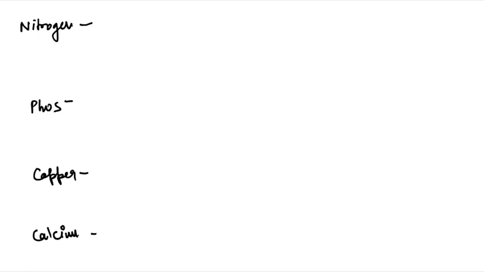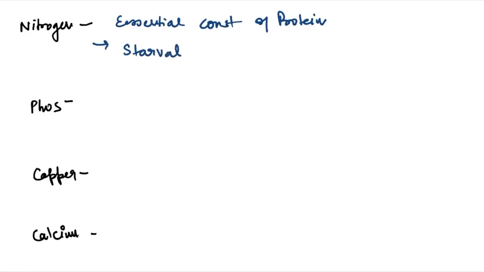So some facts regarding nitrogen is that it is essential constituent of protein. So essential constituent of protein, this is a fact regarding nitrogen. And other disease which could be caused due to the deficiency of nitrogen can be the starvation disease. So apart from buttoning of cauliflower, starvation disease is caused due to deficiency of nitrogen.